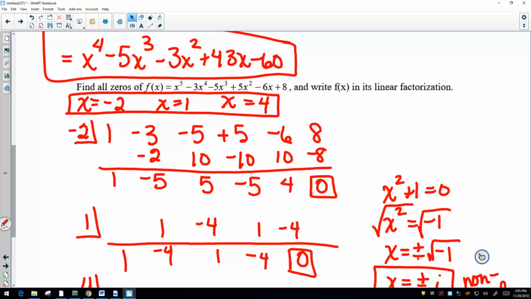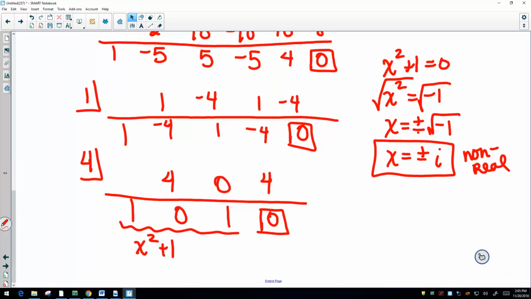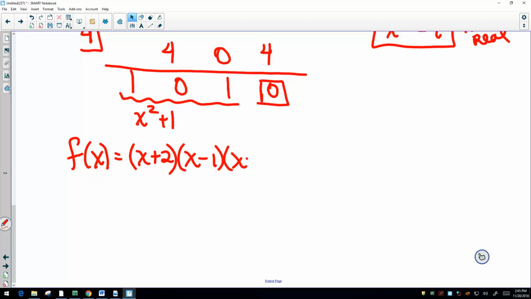Now, if we were to write this finally in its linear factorization, all that is saying is take all of those zeros that we have and write them as factors. So our one zero is negative 2. That means the factor would be x plus 2. We have a zero of 1. That means the factor would be x minus 1. We have a zero of positive 4. That means the factor is x minus 4. And then don't forget your imaginary zeros. So we would have x minus i, and we would have x plus i.